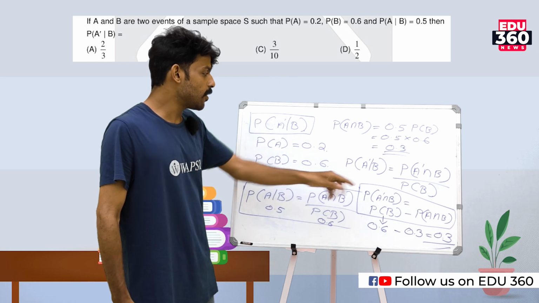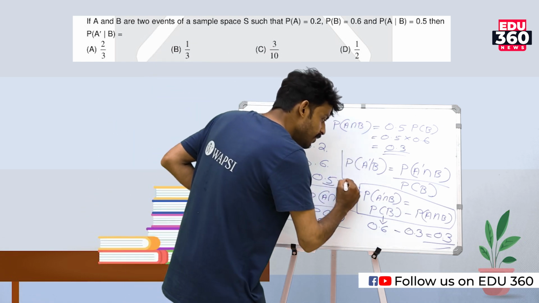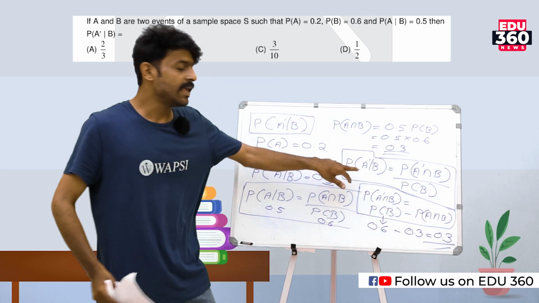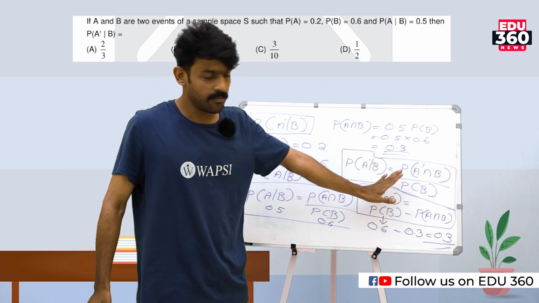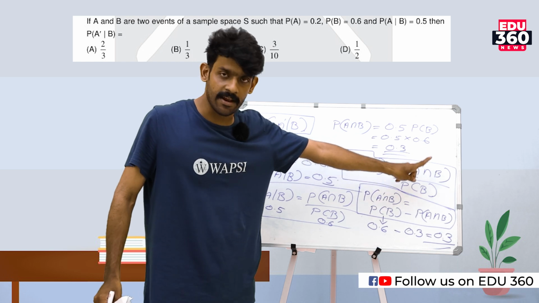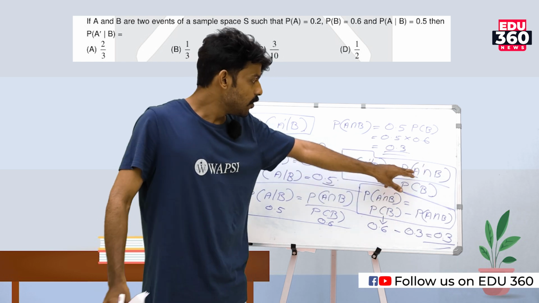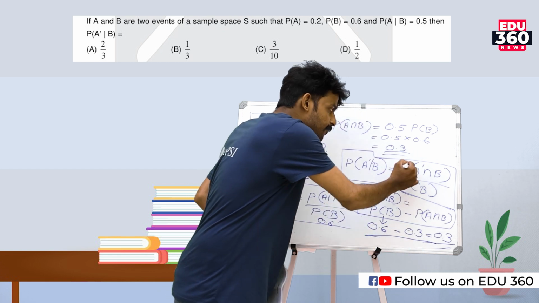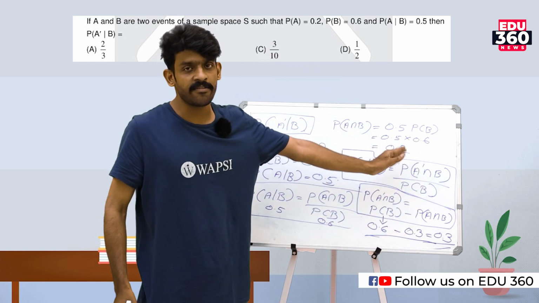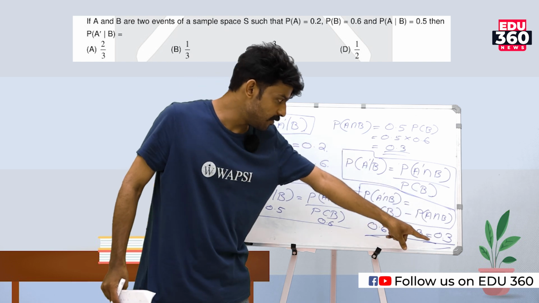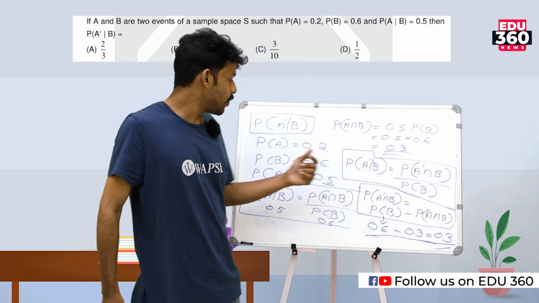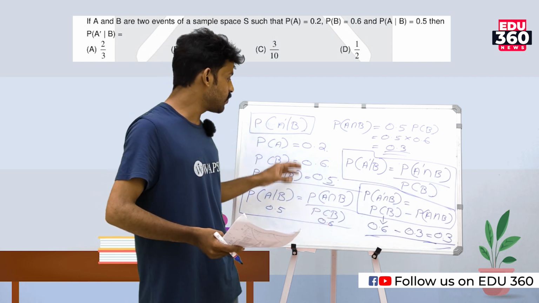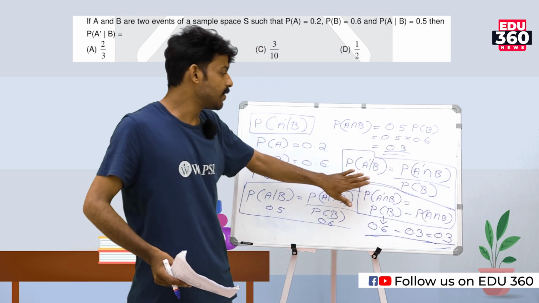In the question we need to find the answer of P of A dash bar B. We already know this is the formula: P of A dash bar B is P of A dash intersection B divided by P of B. From the previous step we already found P of A dash intersection B, that is 0.3, and the value of P of B is already given in the question, that is 0.6. So in the next step, it's so simple, just substitute the values here. So we will get the final answer.